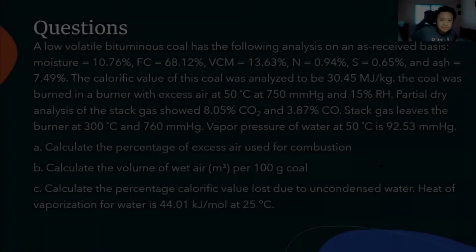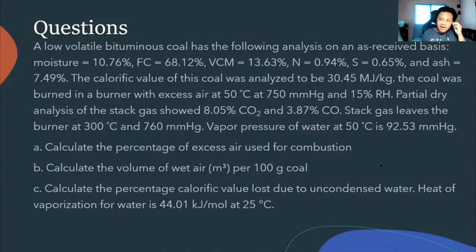Now let's move on to the next problem. We have a low volatile bituminous coal with the following analysis on an as received basis. We have our moisture, fixed carbon, VCM, the nitrogen, the sulfur, and also the ash. We are also given the calorific value of the coal.